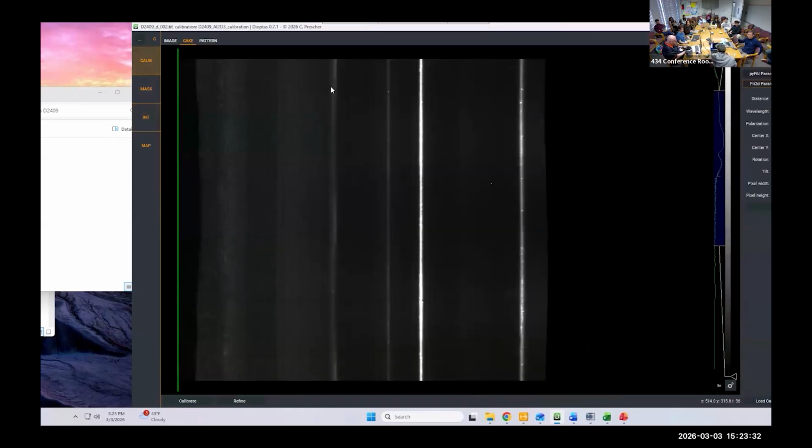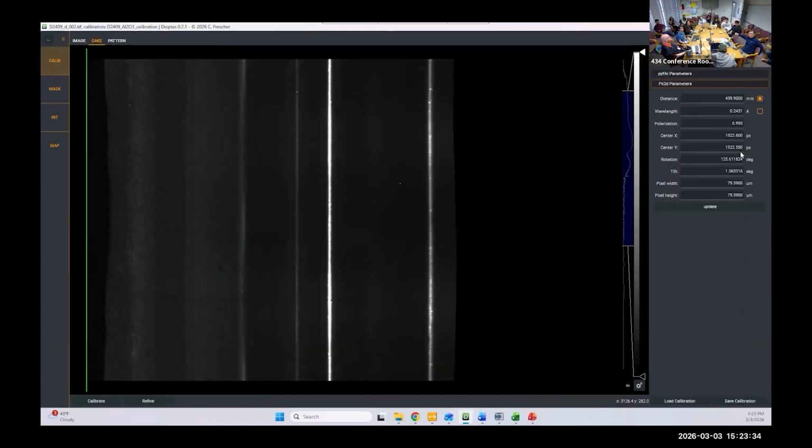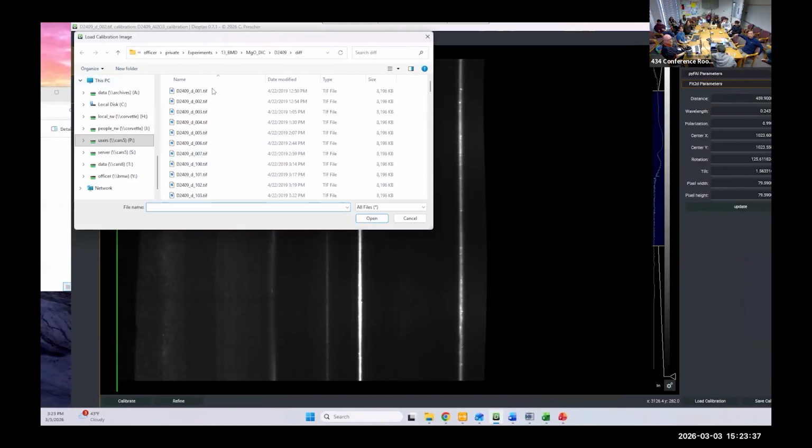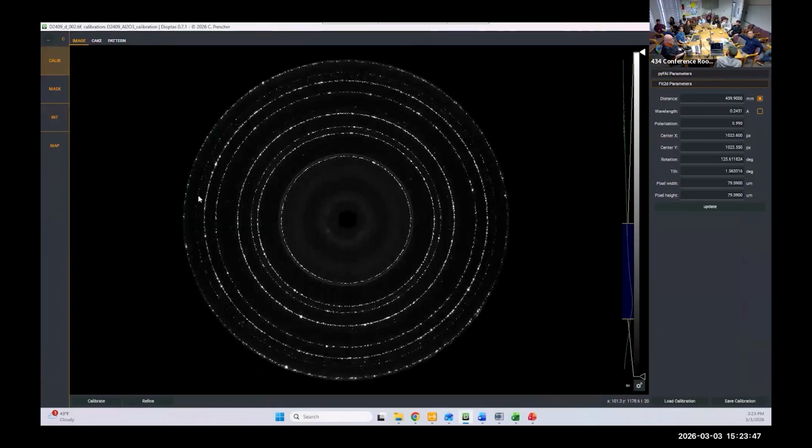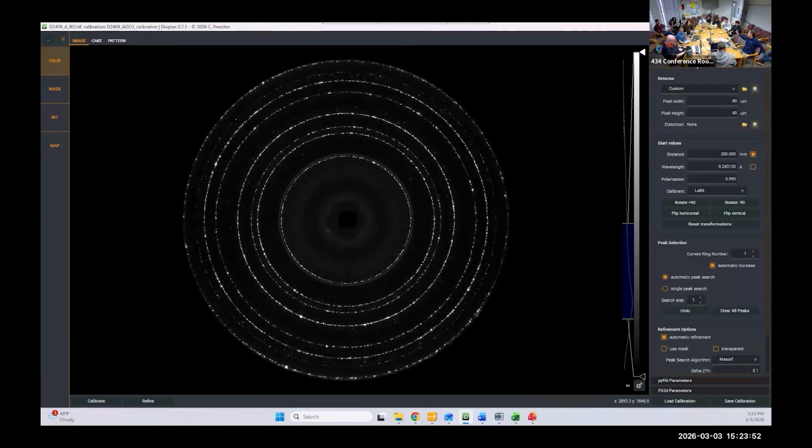This program here is called Dioptas. Here's our image. Now you see all the dots. So the grain size is a little bit big. You can see these rings aren't completely filled in because we're just not getting quite enough grains. But I won't go through the entire process.